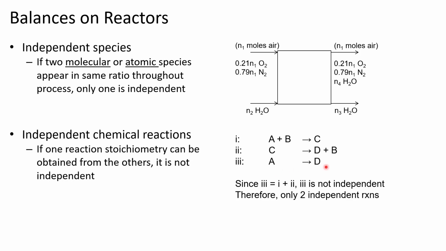Since the third chemical reaction can be obtained by summing the other two, the third one is not independent. We only have two independent chemical reactions. When we sum these two, 1 and 2, what we find is that since C is a reactant in the second one and it's a product in the first, the C's will cancel. And because B is a reactant in the first and a product in the second, the B's will cancel when we add these together. That gives us A yields D.